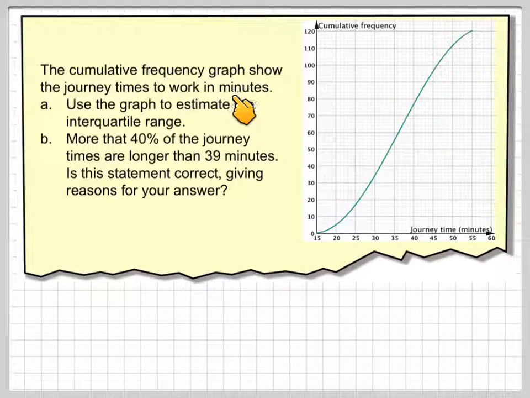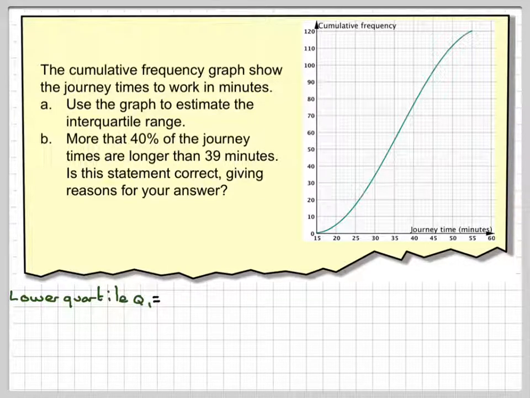The cumulative frequency graph shows the journey times for work in minutes. So we've got the journey times, and here the cumulative frequency, and we've got that sort of ogive curve. Use the graph to estimate the interquartile range. And then it says more than 40% of the journey times are longer than 39 minutes. Is the statement correct, giving reasons for your answer?